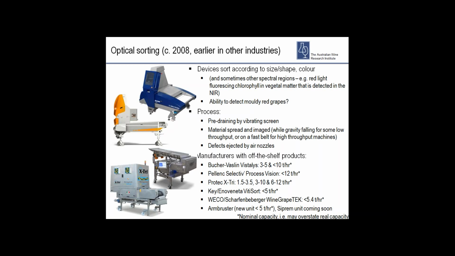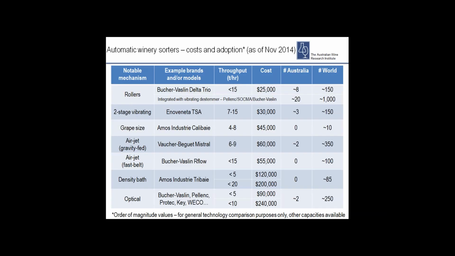Just looking yesterday on the internet, I saw that Armbruster were developing an optical sorter as part of a research project, and Siprem also have a coming soon note on optical sorting on their website as well. So it seems like that might be increasing competition in this space.